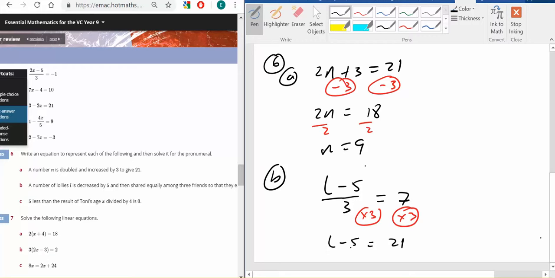And I add 5 to both sides. So if I add 5 to both sides, I won't show the step. 5 plus 21 is 26. So each friend gets 26 lollies.